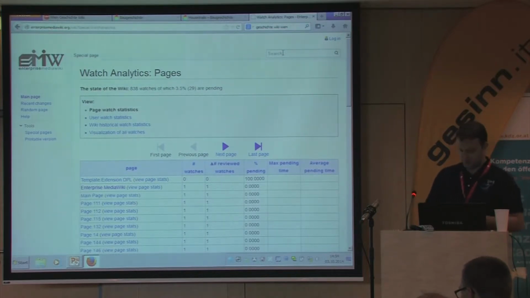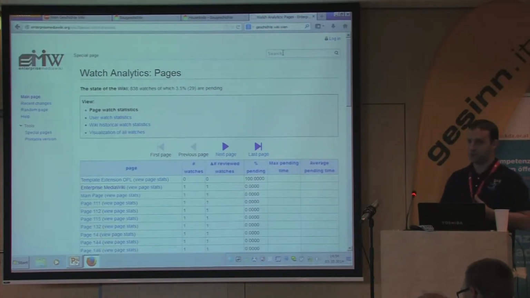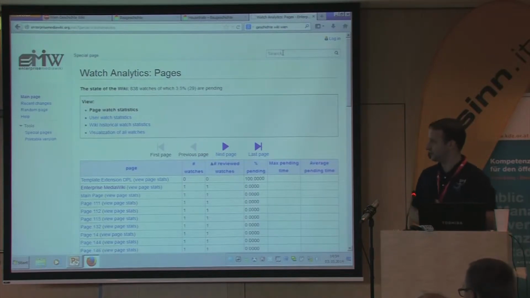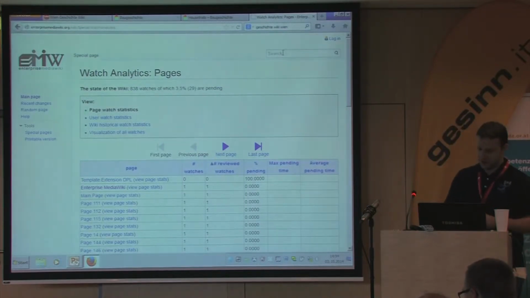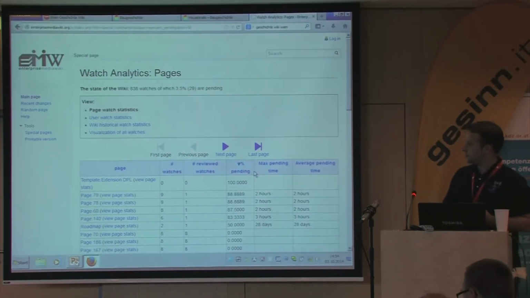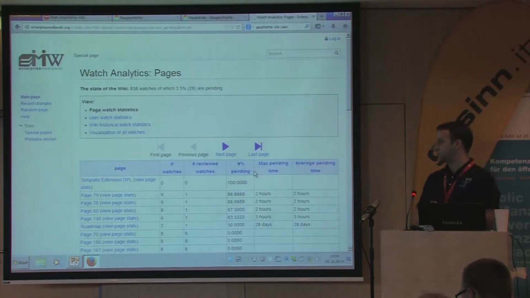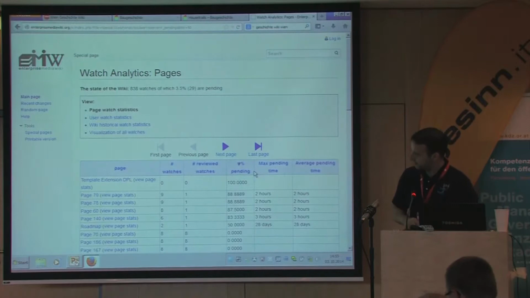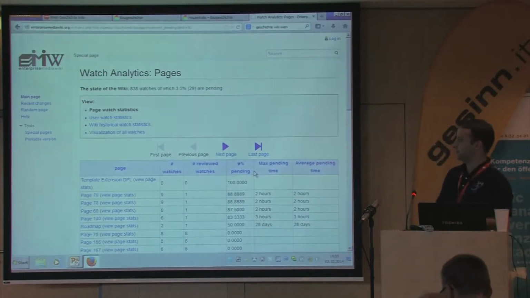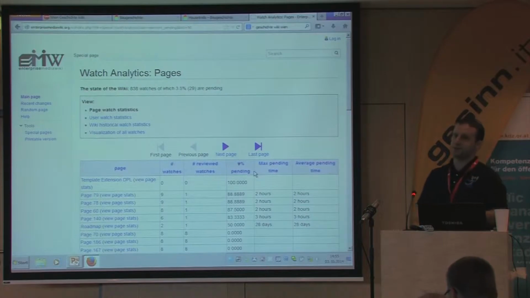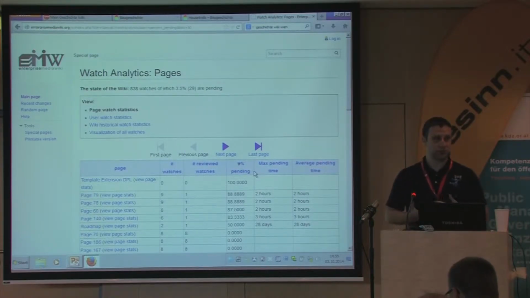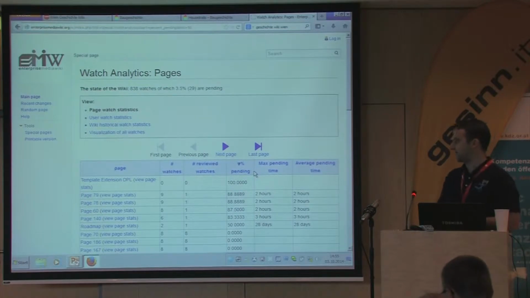So you can see here, this is all fake data that I made this morning. It's user A, user B, page 1, page 2, page 3, that kind of thing. It's not any actual real information, but it tracks the data so you can see pages that have a lot of what we call pending watches. On page 79 there are 9 people watching it, and 8 of them haven't seen the most recent change. So you're also able to identify pages that are not being reviewed very much.